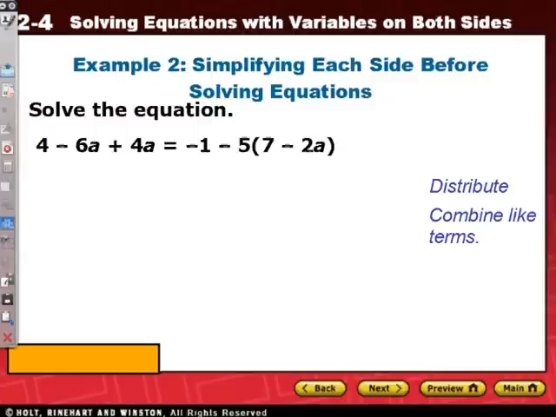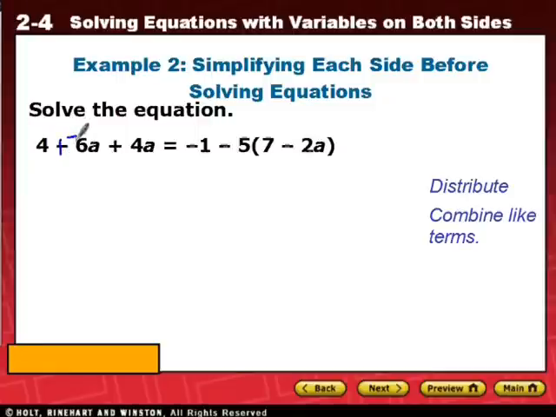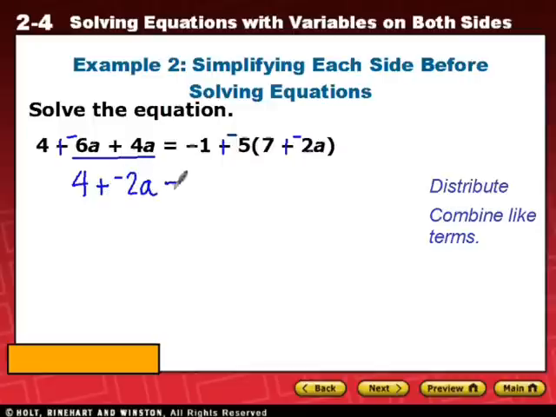So the first thing I'm going to do is I'm just going to go through, zip zap, add the opposite here to get rid of all these minus signs and replace them with negative signs. And now let's do a little combining of like terms. So I've got 4 plus negative 6a plus 4a makes negative 2a on the left side.